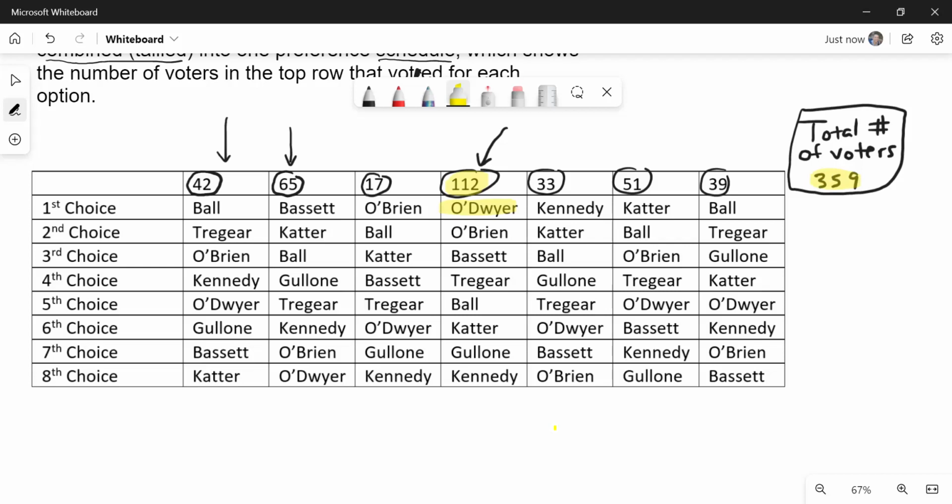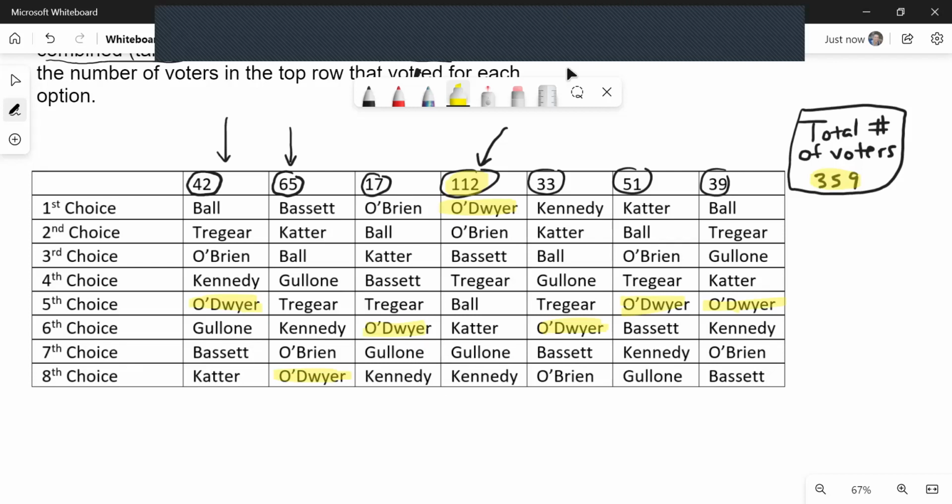The other thing to consider is, how does O'Dwyer rank in the other columns? Well, O'Dwyer ranks 5th in the first column, last in the second column, 6th. Of course, first in the column we're looking at, 6th here, and then 5th here and 5th here. And so should that be our overall winner? Well, a preference schedule like this allows you to count the vote in a variety of ways, and that is precisely what we're going to be looking at on the next few pages.